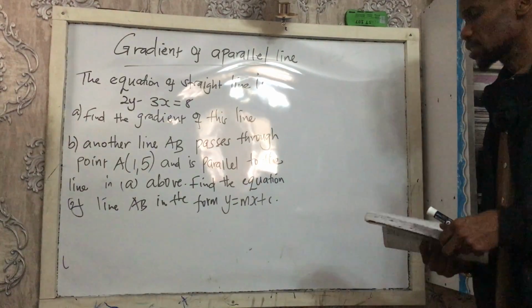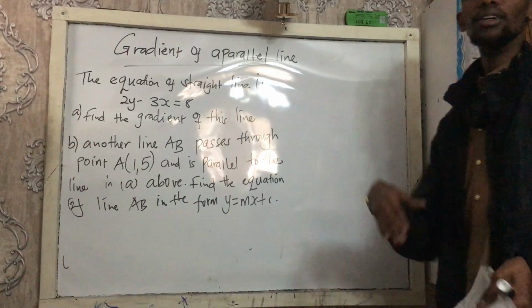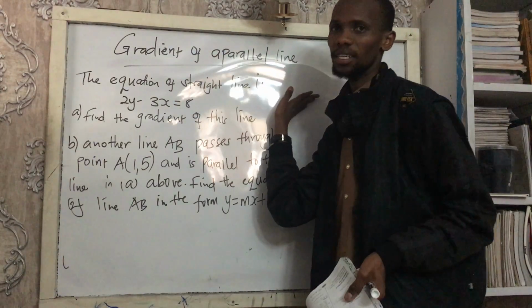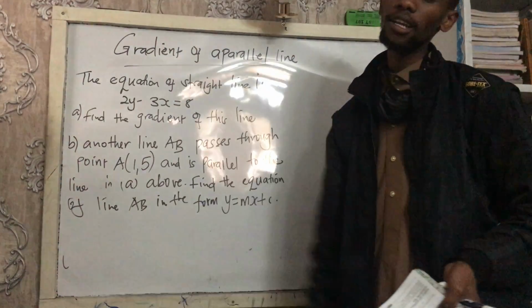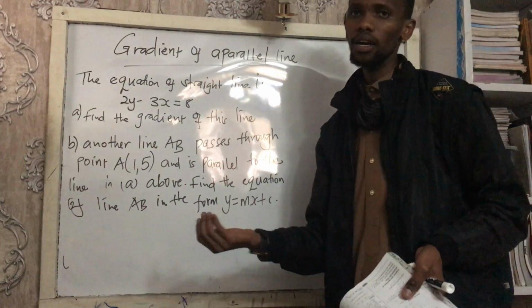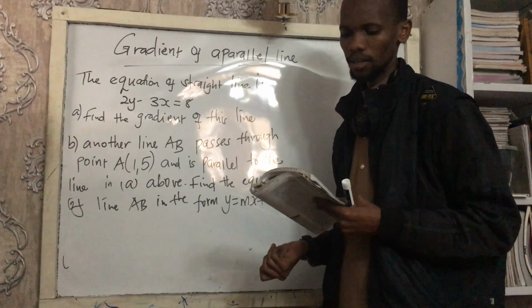Y is equal to mx plus c. I hope you have understood the question. Now, we need to get the gradient of the parallel line, and then we can also get the equation of a parallel line. Are you together?